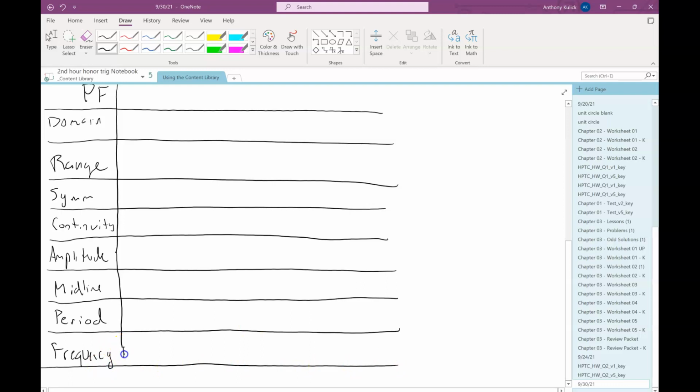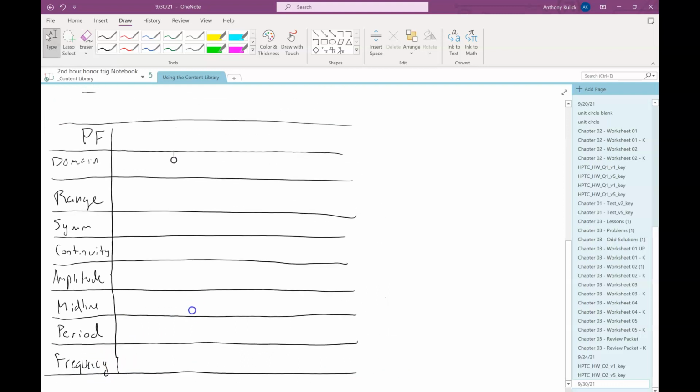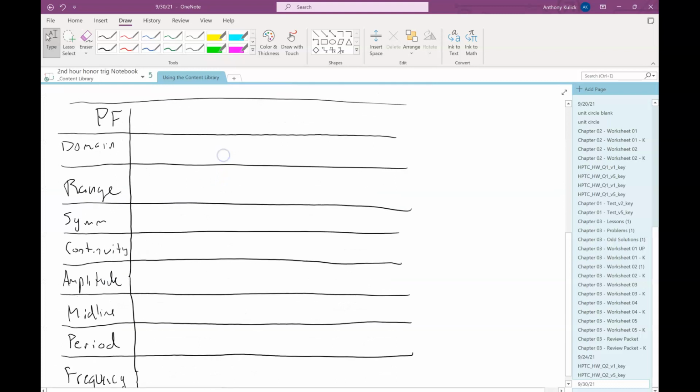Okay. So not all of these things we have defined yet, but we'll do that as we're filling things in also. Okay, guys? So we're going to talk about this for sine and for cosine. Those will be the two columns in our table. Those are our two parent functions that we're going to be talking about.